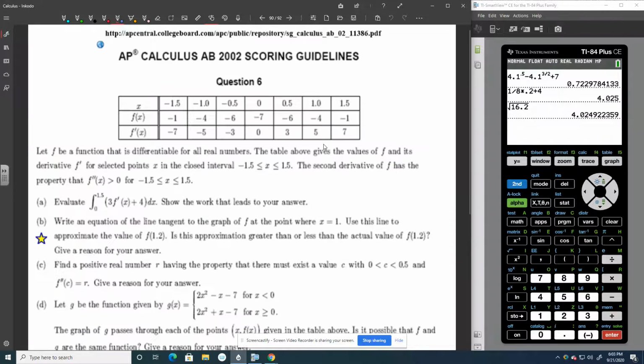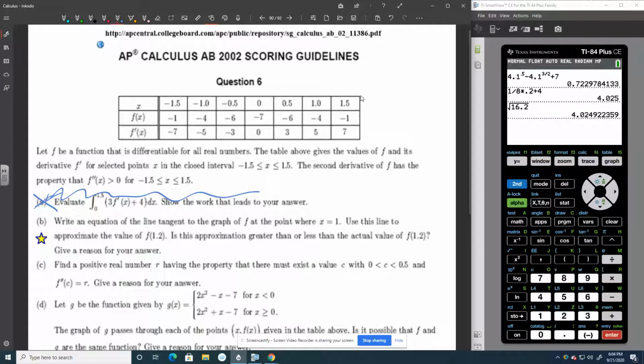All right, so applying this to an AP question, kind of like the last one that we did, it gives us a table and a whole bunch of information that we're not going to get into today, because for part A you don't know how to do that yet. We haven't done integrals yet, and this wants you to take the integral from 0 to 1.5 of the derivative function. So we can't do that yet. But we can do part B.